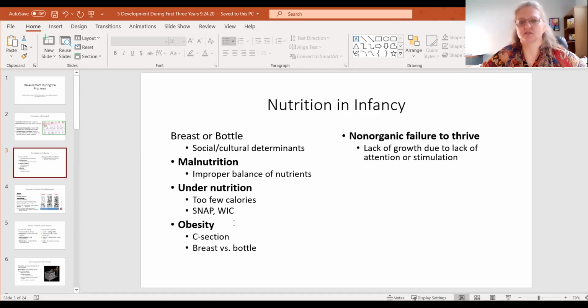There's another important term here called non-organic failure to thrive. I actually didn't see it in this version of the textbook, but what this refers to is a developmental delay, or a failure to thrive, when a child doesn't grow at the expected or typical rate. They fail to thrive, they fail to grow, they fail to develop, but there doesn't appear to be any sort of biological reason.